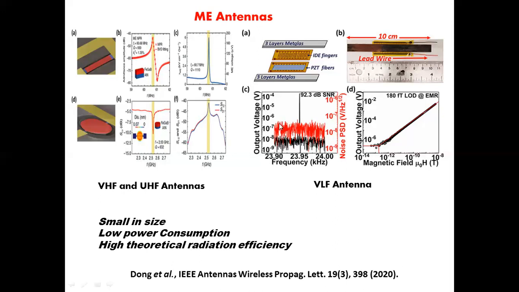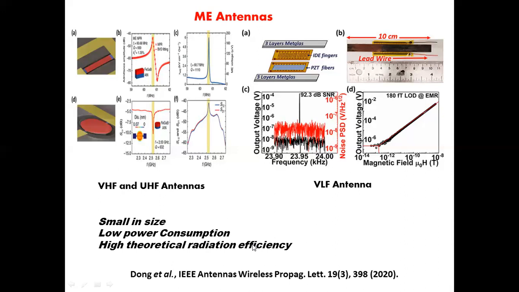The speciality you can see here is that this antenna is, for example, just 10 centimeter in length. So the size of the antenna is very, very small. What is the speciality of these ME antennas is that they are small in size, which is very important, and they consume low power. Low power consumption is another very important parameter, and so is high theoretical radiation efficiency. This is a very, very important point.